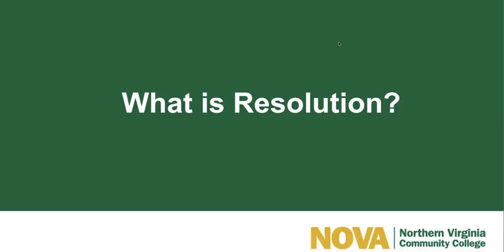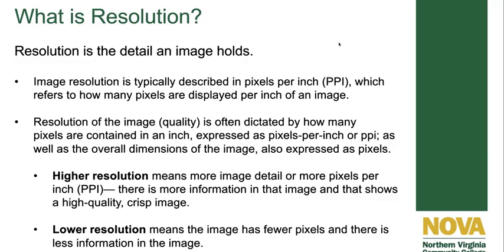So when we talk about resolution, what is resolution exactly? Resolution is the detail an image holds. And in Photoshop, what we're majorly working with are images. An image resolution is typically described in pixels per inch, or PPI, which refers to how many pixels are displayed per inch of an image. The more pixels you have in an image, the higher the quality and the higher the resolution.